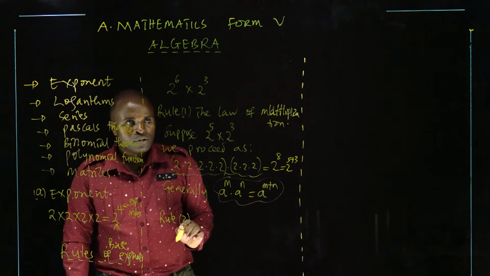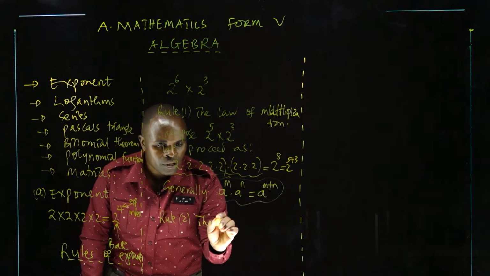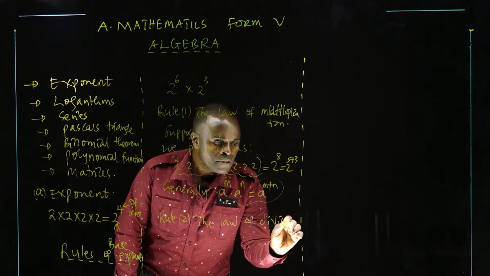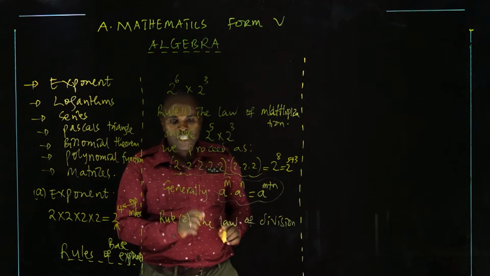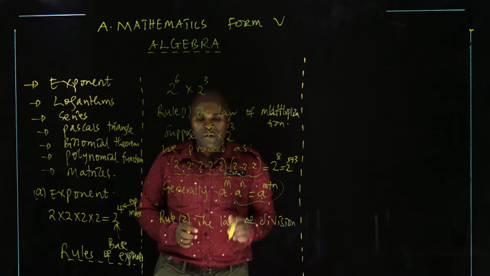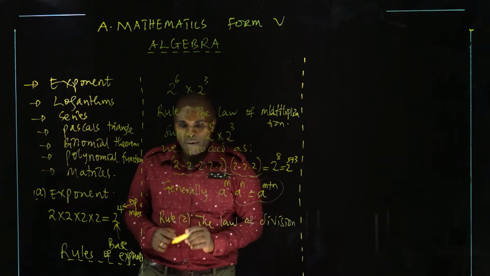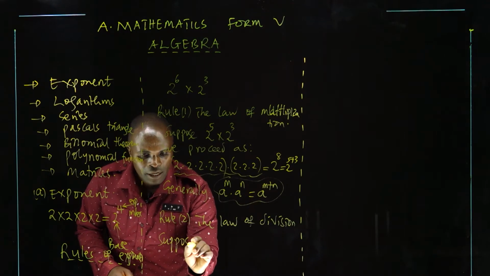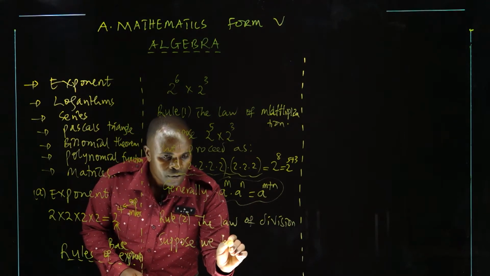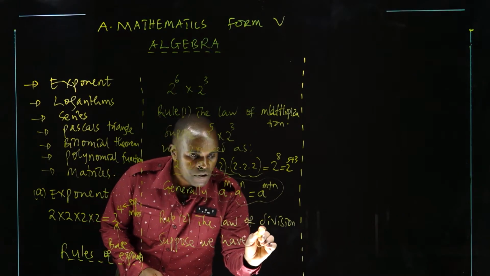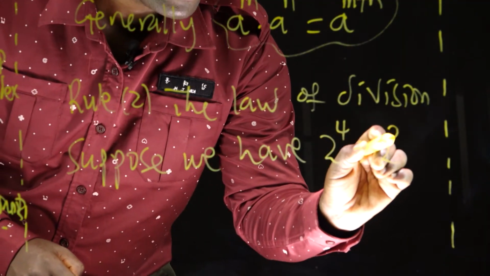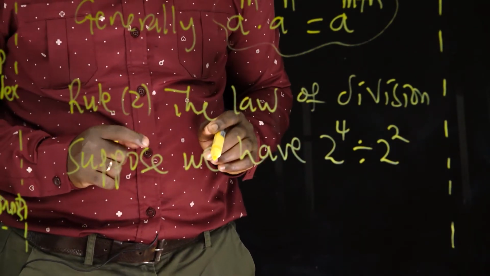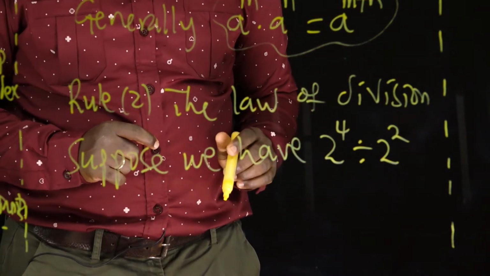Rule number 2. We say the law of quotient, or the law of division. The law of division is not that much different from the law of multiplication. It is just when we have been given an expression like, suppose we have 2 power 4 divided by 2 power 2. Mathematically, there exist 2 approaches which hold for the student to tackle this problem.